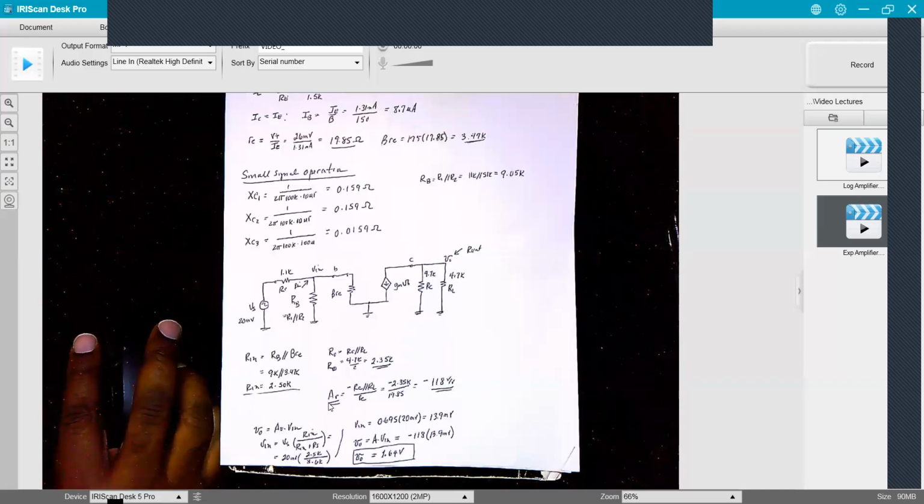And then we calculate our gain. Our gain is basically the impedance looking into my output terminal here, which is RC in parallel with RL, divided by little re, with a negative sign because the output is 180 degrees out of phase with the input. And we get about 118 volts per volt with 180 degrees phase shift.